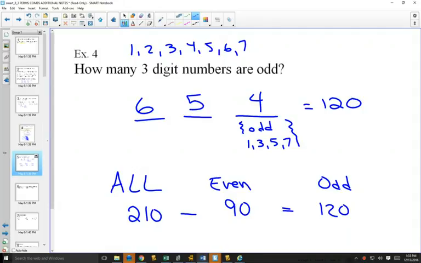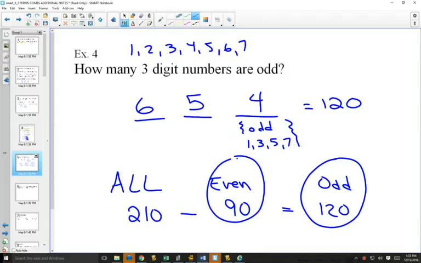Now, this strategy, I even have a name for it. I call it the NOT strategy, N-O-T, because it's a strategy where you count what you're not supposed to. You count all of them, and if you subtract the ones you're not supposed to, the bad ones, from all of the ones, you'll be left with the good ones. So if I want to find the odd ones, I could count the even ones and subtract it from all of them, and I'd be left with the odd ones.